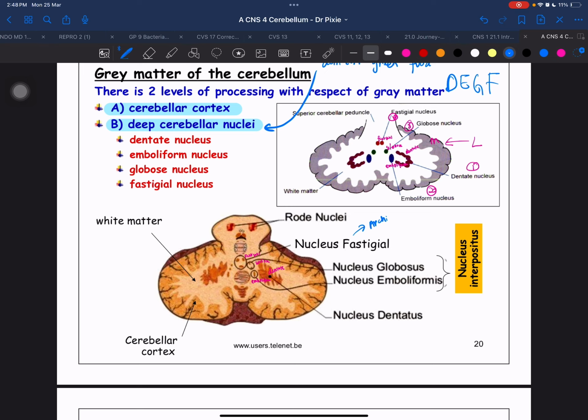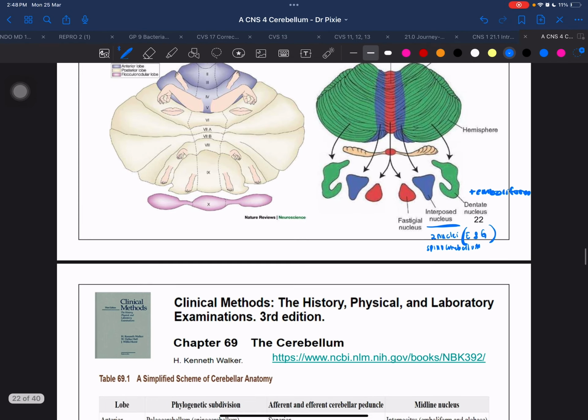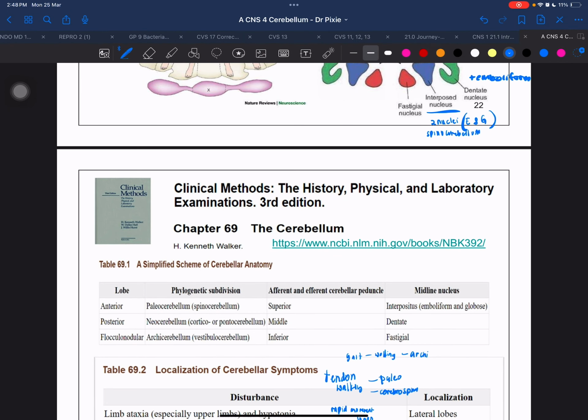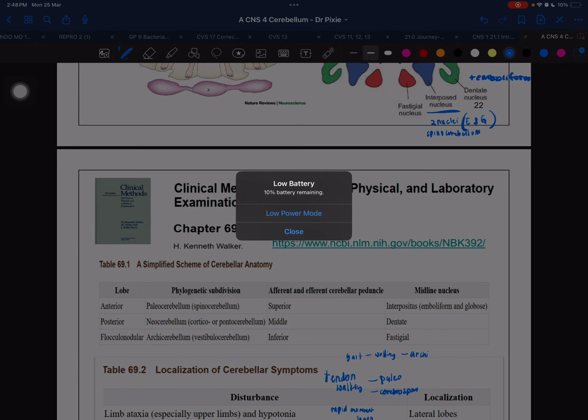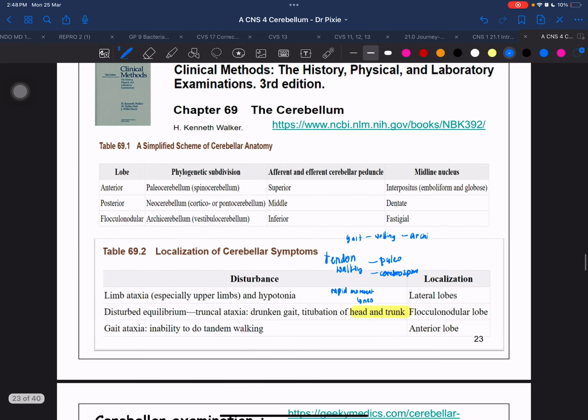Don't eat greasy food. Dentate is the outermost. So dentate is related to the newest part of the cerebellum, the neocerebellum. So your dentate nucleus will handle the fibers from the neocerebellum. Fastigial is the ancient part of the cerebellum. So fastigial nucleus will handle the fibers from archicerebellum. Interpositus means emboliform and globose. They will handle the fibers from paleocerebellum.